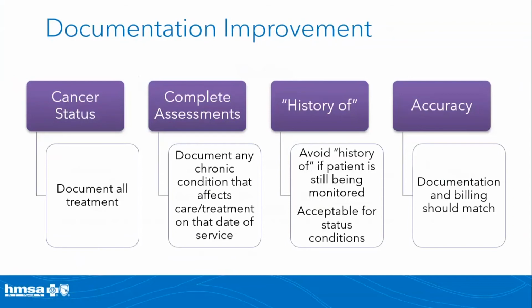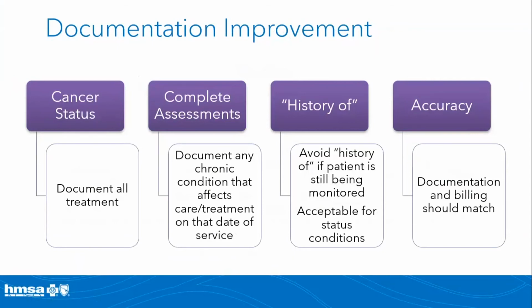Avoid using the term history of if the patient is still being monitored for the condition. For example, you'd avoid documenting something like patient has a history of diabetes and instead note something more specific such as patient has type 2 diabetes mellitus with ketoacidosis. History of means the patient is cured, not being treated, and has no clinical evidence of the disease.